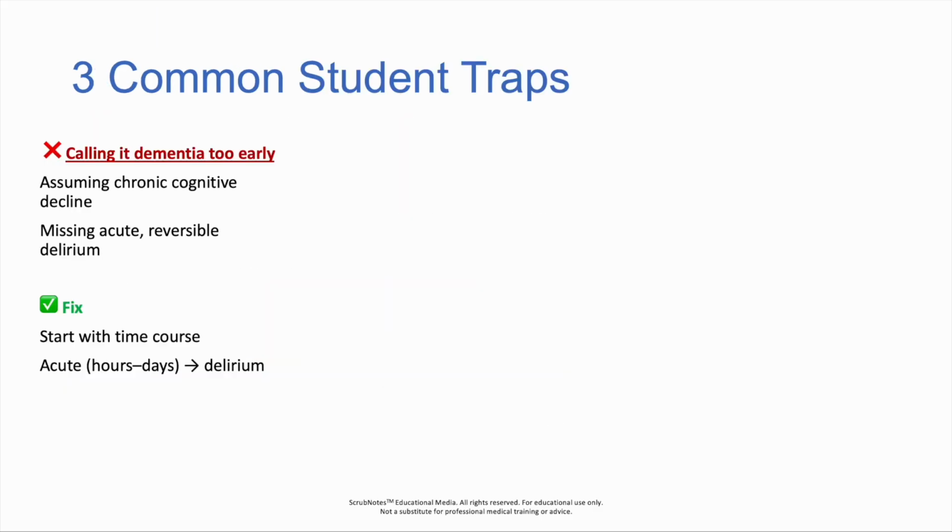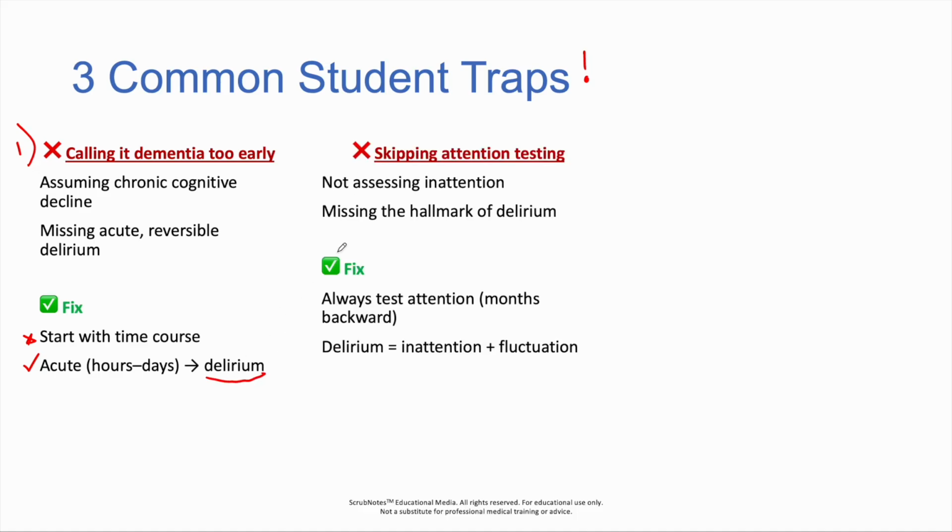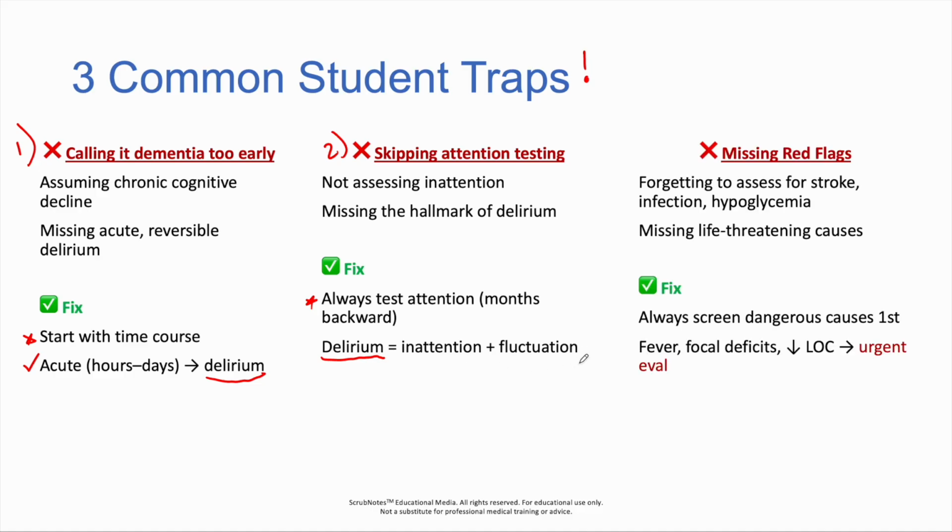Before we wrap up today, I want to share 3 common mistakes that students make and ways you can avoid that. The first trap is calling it dementia too early. Be sure you start with the time course and ask about how long the confusion has been going on. Because remember, if it's acute, then it's more likely delirium. Number 2 is skipping attention testing. So always test attention. And remember, delirium equals inattention plus fluctuation.